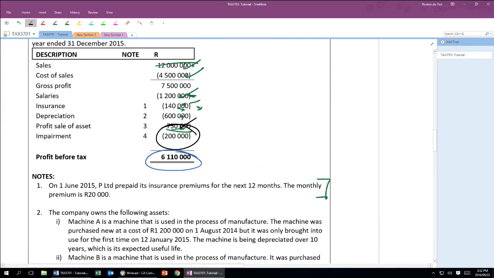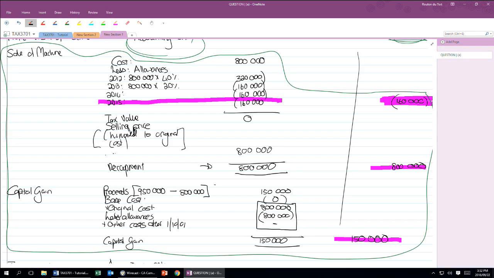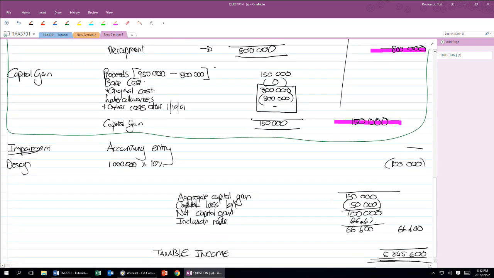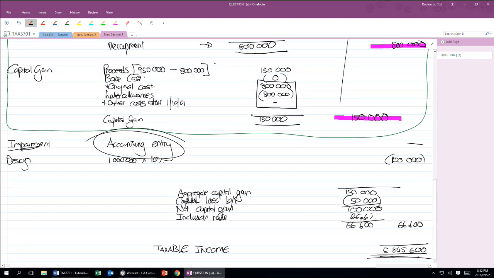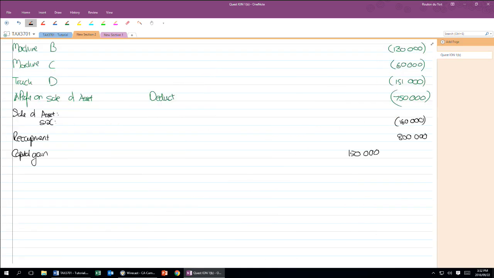So we have the impairment left. What happened to the impairment? The accountant deducted 200,000 rands. And what do we know the accountant should have done? We said accounting entry. There's no deduction for tax for that 200,000 rands impairment. So that impairment that was deducted, how are we going to fix it? We will add it back.